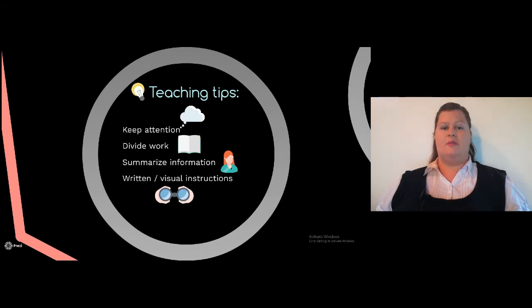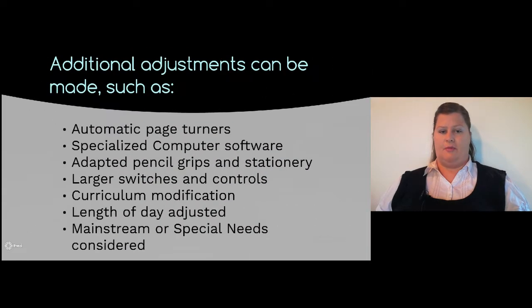If the type of TBI you are dealing with involves communication or word mix-up, then these instructions may be more effective in visual form. There's a whole host of adjustments that can be made. This would mainly be determined by the age of the student and the severity or long-term prognosis of the TBI, a few examples of which are listed for you on the PowerPoint.